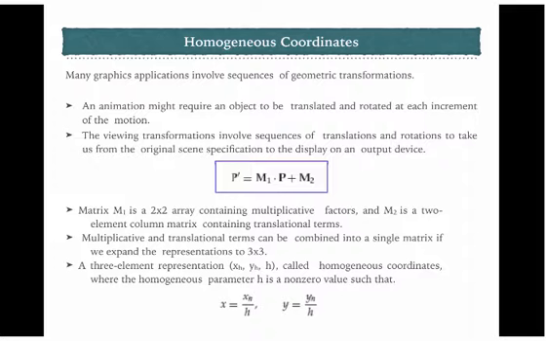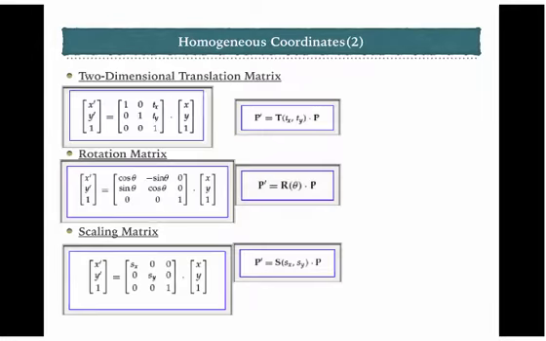Three-element representation xh, yh, h is called homogeneous coordinates, where the homogeneous parameter h is a non-zero value such that x is equal to xh by h and y is equal to yh by h. These are the two-dimensional translation, rotation, and scaling matrices.